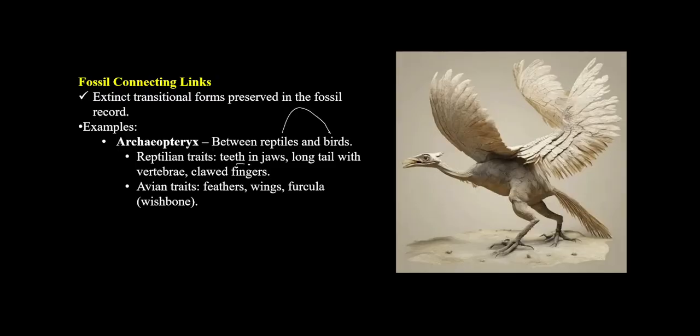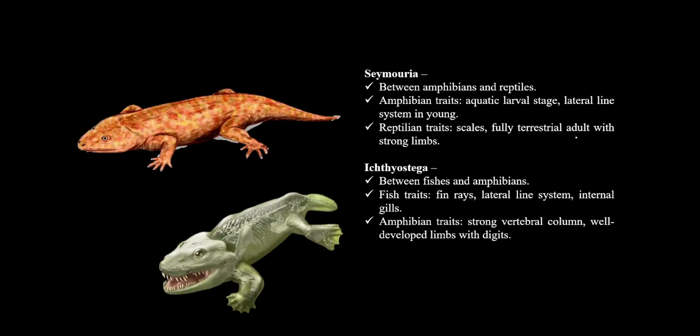The reptilian traits are teeth in jaws, a long tail with vertebrae, and clawed fingers. Here you can see the clawed fingers, long tail, and teeth. These are the reptilian features, and the avian characters are feathers, wings, and furcula or wishbone. Clear? Then Seymouria and Ichthyostega are also fossil, or missing, connecting links. You can study them. Seymouria is the link between amphibians and reptiles, and Ichthyostega is between fishes and amphibians.